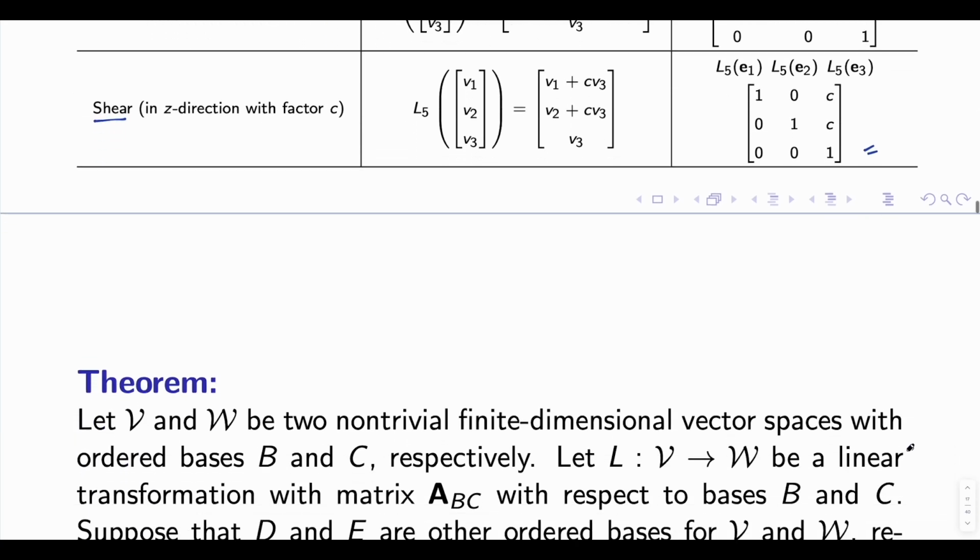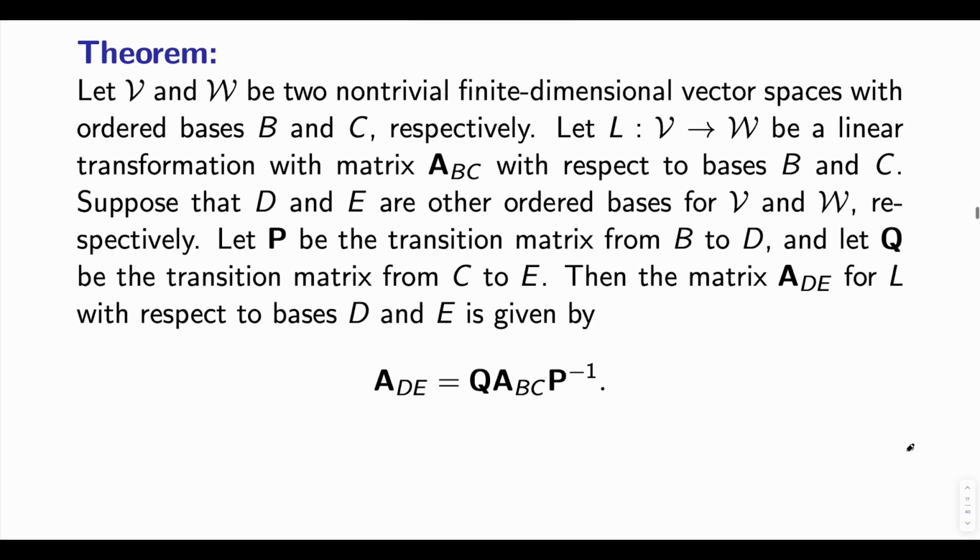Okay, so now we have to see a very important ingredient here. Let V and W be non-trivial finite dimensional vector spaces with ordered bases B and C respectively, and let L be the linear transformation with respect to the matrix A_BC, right?